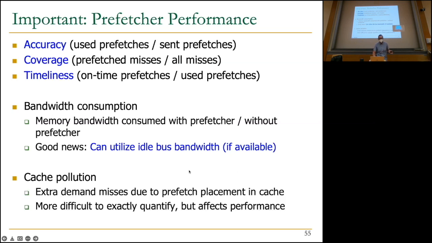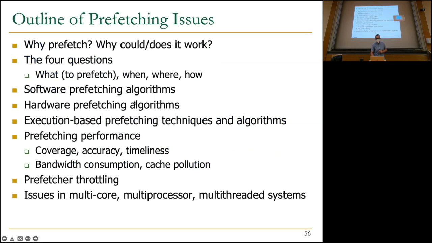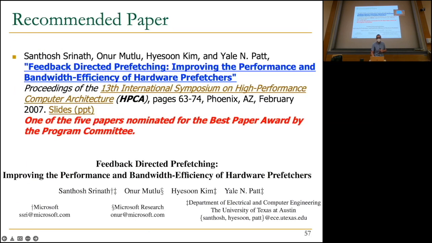So cache pollution is a bit harder to quantify exactly, but these are extra demand misses that you get because you're prefetching data into the cache, because you're evicting something else that may be useful, right? So you can see that, again, the optimization problem is actually much broader than these 3 metrics. Okay, so there are many other prefetching issues that I'm not going to cover in this lecture, but we're going to jump into some prefetching algorithms. If you're really interested, there are a bunch of papers that talk about this.